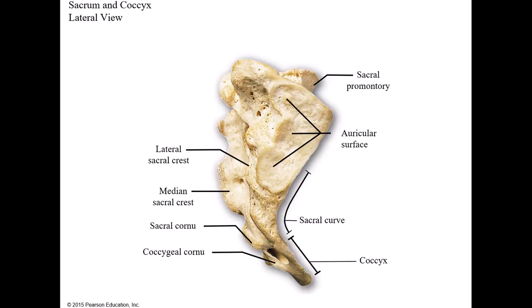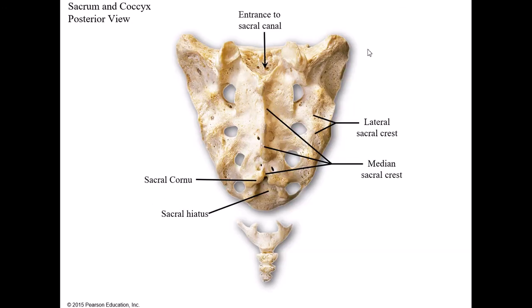Finally, if we take a look at a lateral view, this part of the sacrum is known as the auricular surface. This is the part that's going to articulate with the ilium, part of our hip bone, to form the sacroiliac joint. So this would articulate with the right ilium, and on the other side there's another auricular surface that would articulate with the left ilium. We don't really see them, but they would be on the side here. So there would be one hip bone over here, and then another hip bone over here.